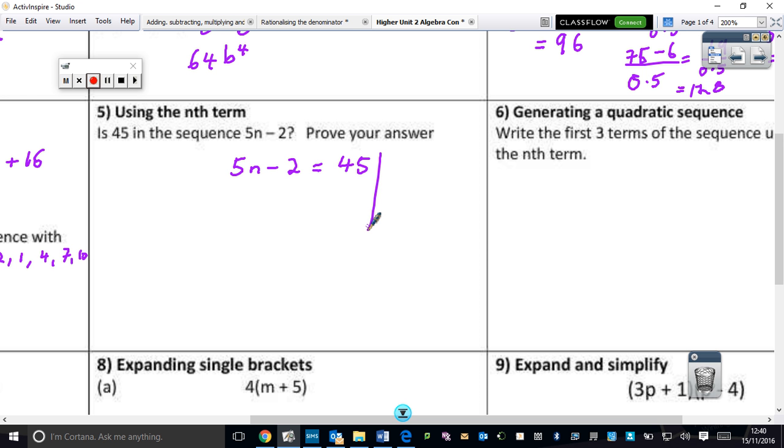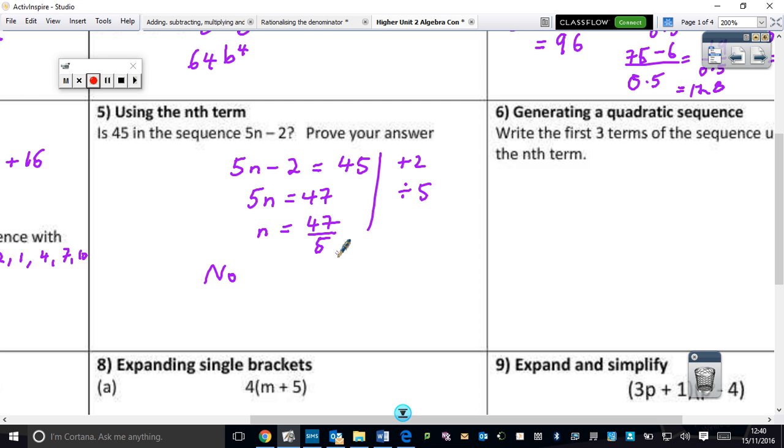5n minus 2, what's going first? Minus 2 is going to turn into plus 2. So I've got 5n equals 47. The next step is to get rid of that 5. How am I going to get rid of that? Divide it. So think now, year 10, does 5 go into 47? Does it? Of course it doesn't. So prove our answer. Is it in the sequence? No. And we've proved it by showing that you can't fit 5 into 47 properly. It's not going to be a whole number answer.